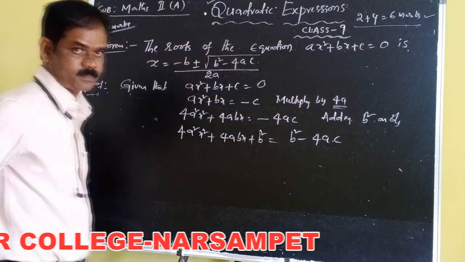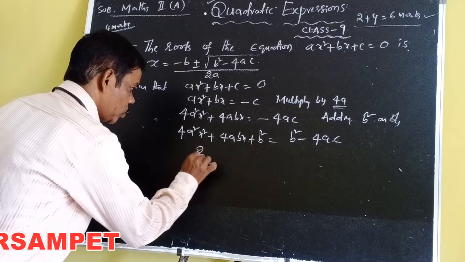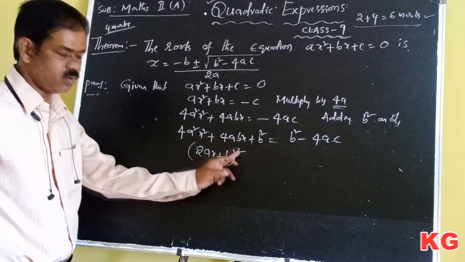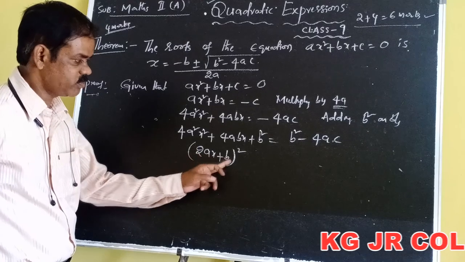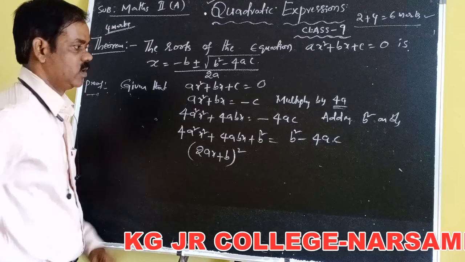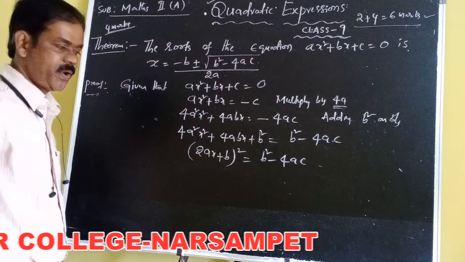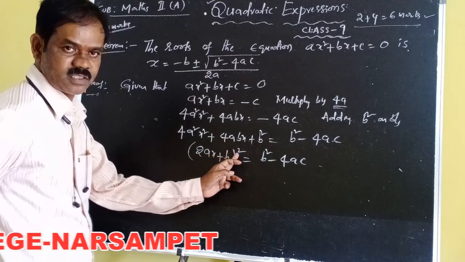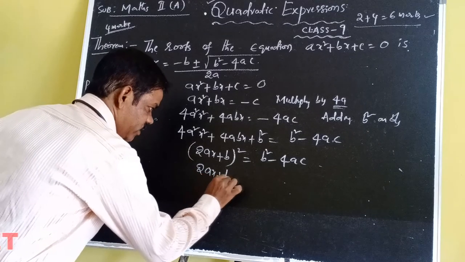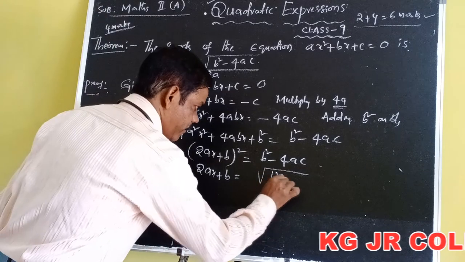See students, we can write these three terms as 2ax plus b whole square, right? Suppose if you expand this 2ax plus b whole square, you will get 4a square x square plus 4abx plus b square. So it is equal to b square minus 4ac. Next, taking the square root on both sides, 2ax plus b is equal to square root of b square minus 4ac.